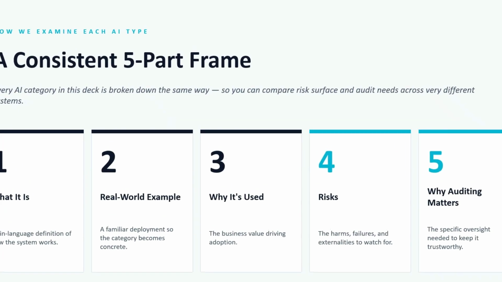So before we get into the 7 different types of AI system, I want to give you the lens we're using. Every AI category we look at gets broken down the same 5 ways. What it is in plain English, a real example you've probably encountered. Why companies adopt AI systems in the first place, because nothing here exists for no reason. There's always a business case. Then the risk, and finally, why auditing actually matters.